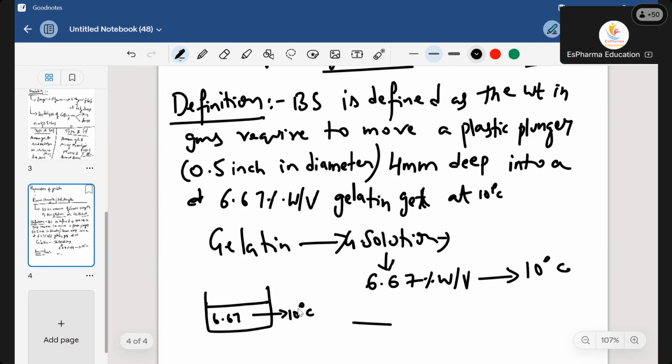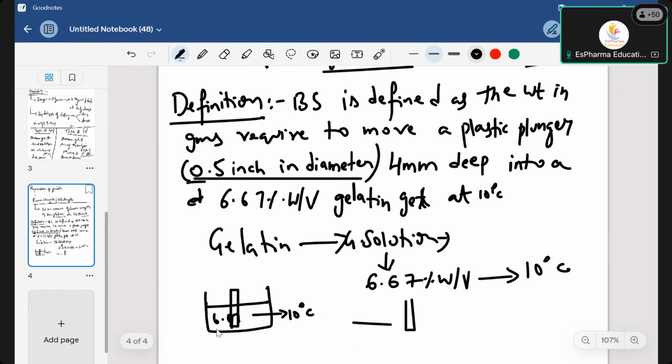So here, into this gelatin gel, if you want to move a plastic plunger, a rod-like substance having a diameter of 0.5 inches, which is also very important, and dip it 4 mm deep, how many grams of weight is required? That is called bloom strength.